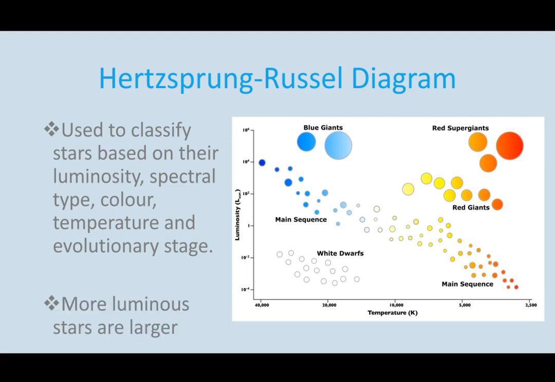Basically, we talked about this a little bit in the characteristics lesson, but the more luminous stars, or the brighter stars, are larger. We can see the luminosity scale on your vertical axis. The larger ones are brighter.